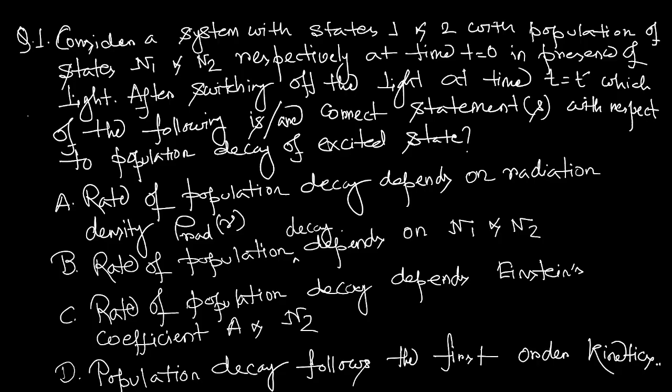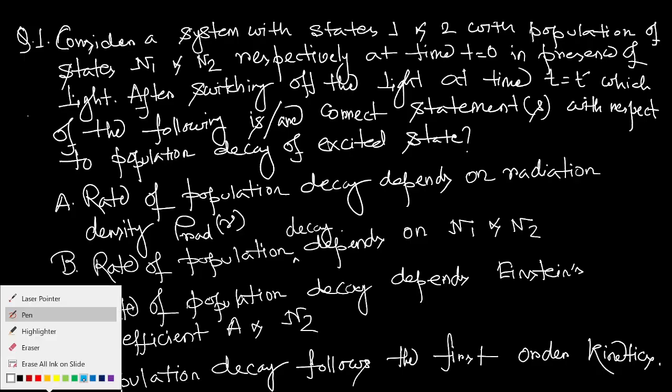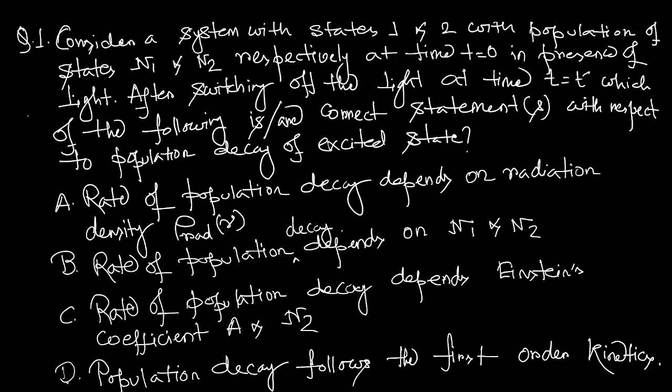So consider a system that I mentioned previously, states 1 and 2 with populations n1 and n2 respectively at time t0, in the presence of light. After switching off the light, which of the following is a correct statement with respect to population decay of the excited state? So what we see, the population decay follows first order kinetics.